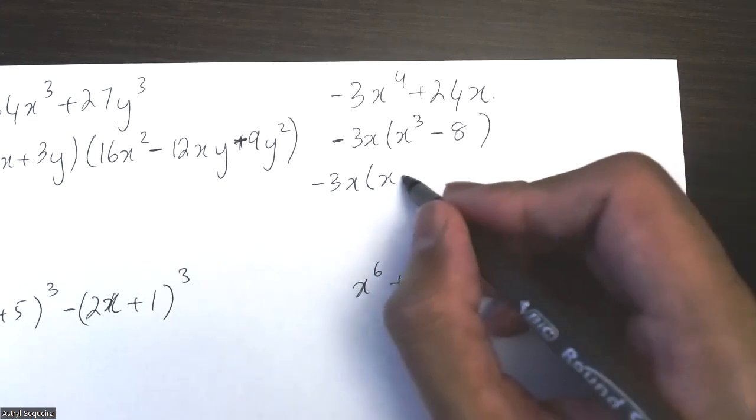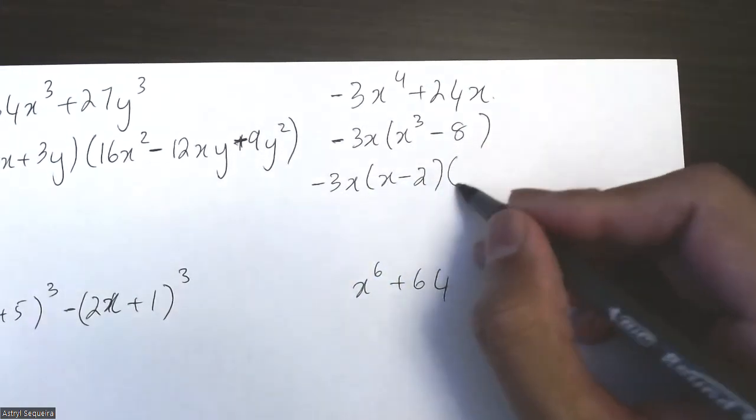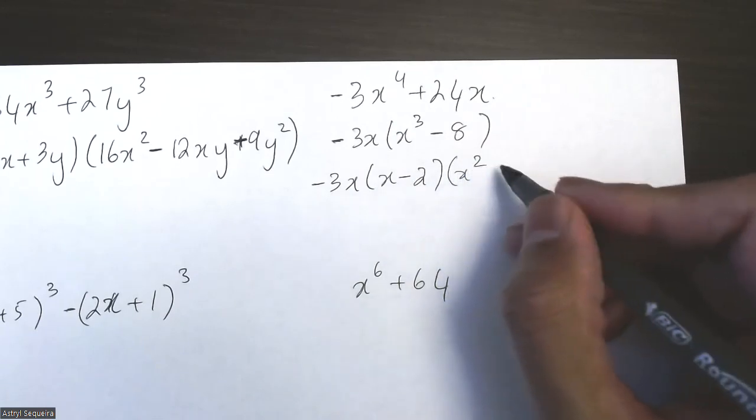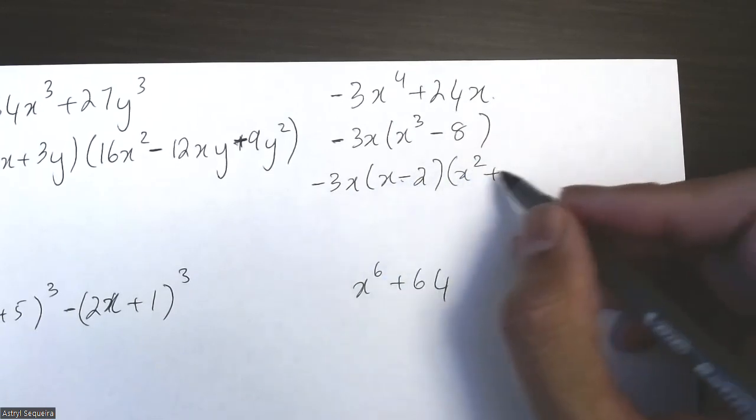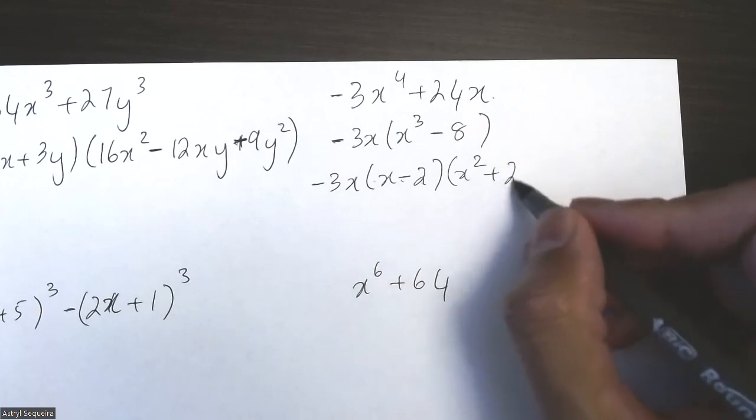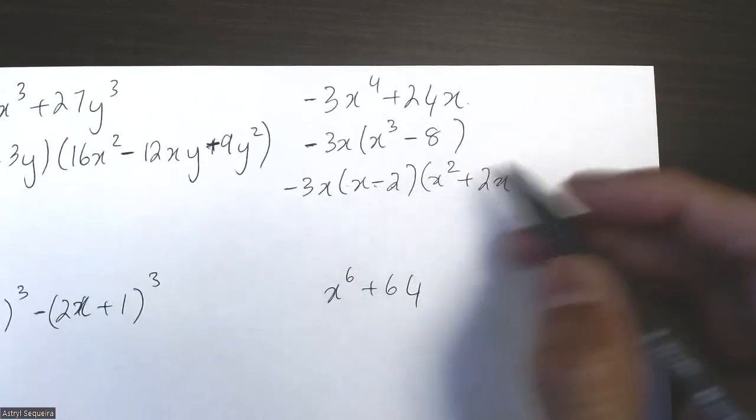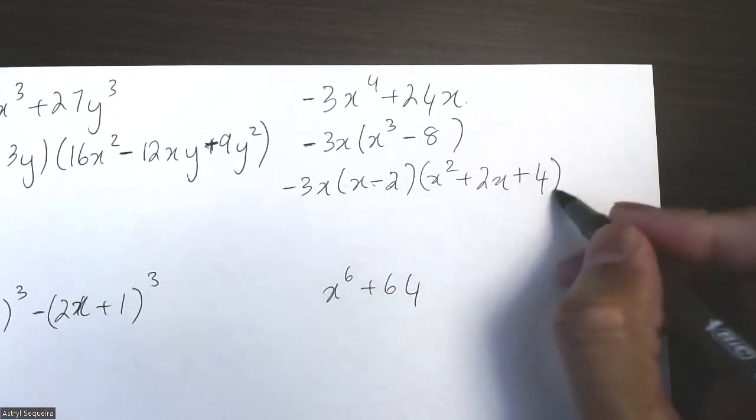Cube root of this is just x minus 2. And first term squared is x squared, opposite sign as this sign here. 2 times x is just 2x. And then 2 squared is just 4.